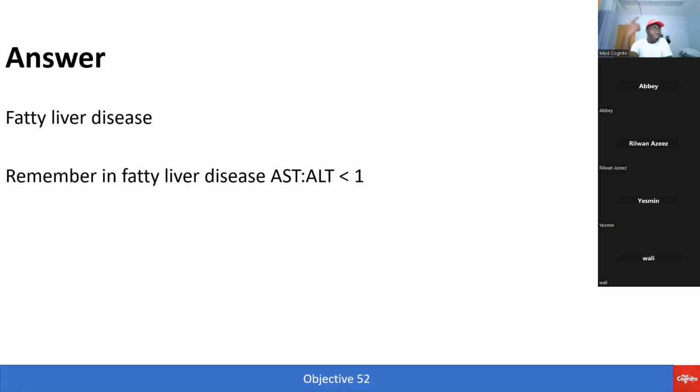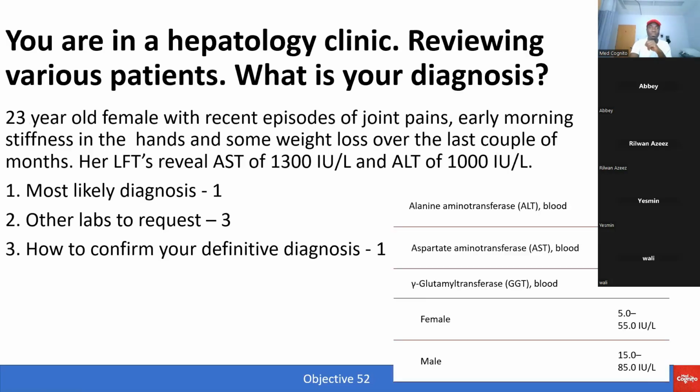Dr. Tawhid is getting everything right. Why? Because she has a strong foundation. We've already built the foundation, and we are using the foundation to solve questions. If AST to ALT ratio is less than 1, then go for fatty liver disease. All right? Good.